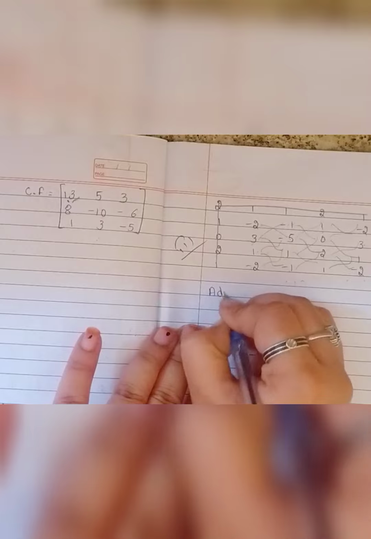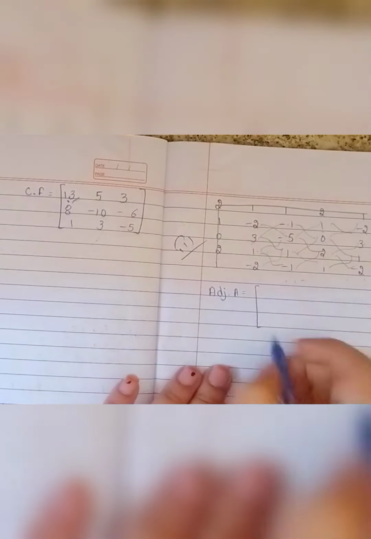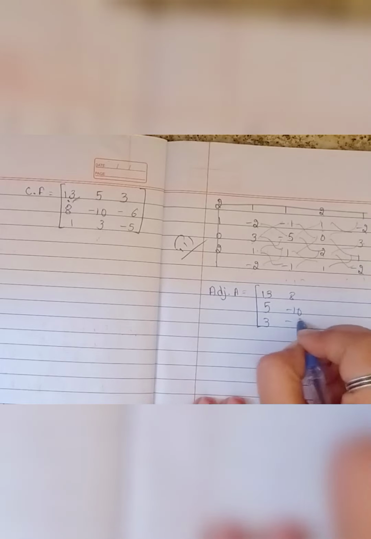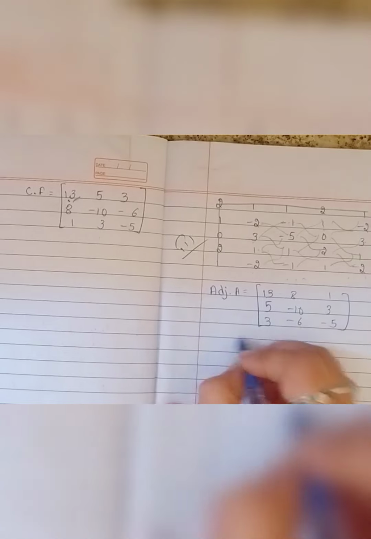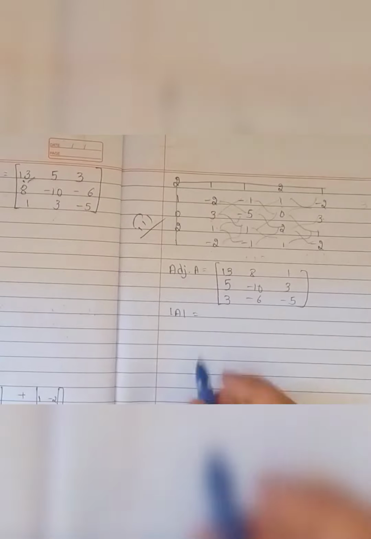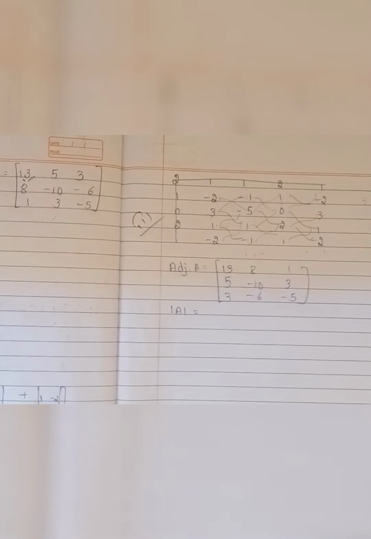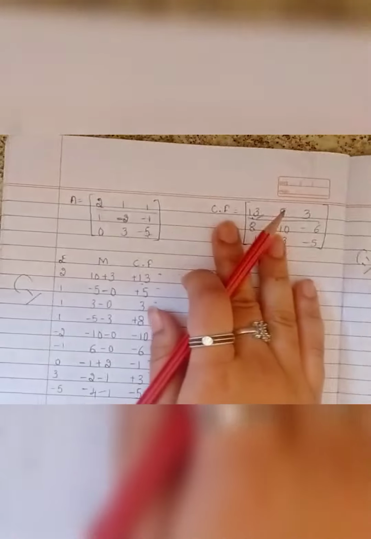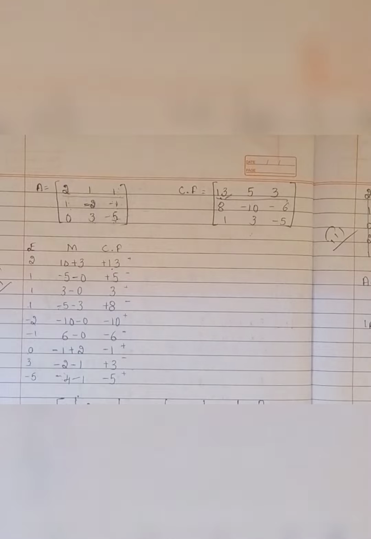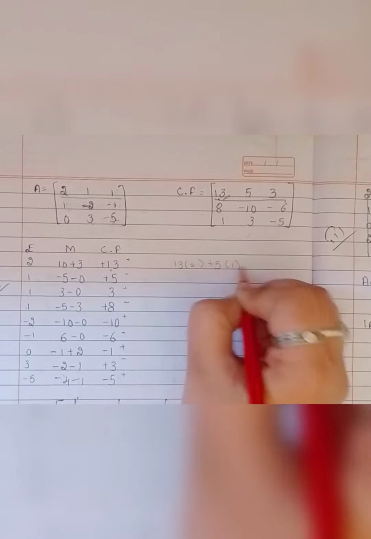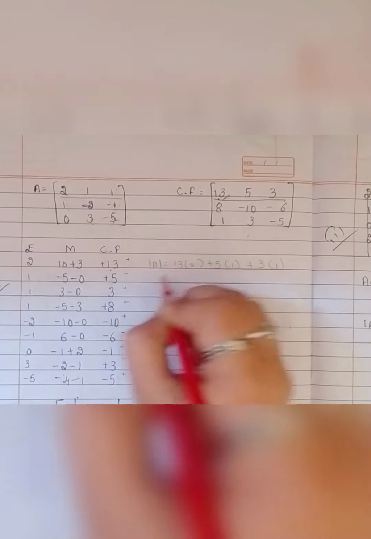Now we have to find the adjoint of A. Adjoint of A is nothing but the transpose of the cofactor. 13 5 3 8 minus 10 minus 6 1 3 minus 5. Now determinant of A. So if we have found the cofactor and A matrix, it is very easy to find the determinant of A. Just take any one row or one column, multiply with the corresponding row of that matrix and add up the terms, you will get the determinant of A. So 13 into 2 plus 5 into 1 plus 3 into 1. This is the determinant of A.